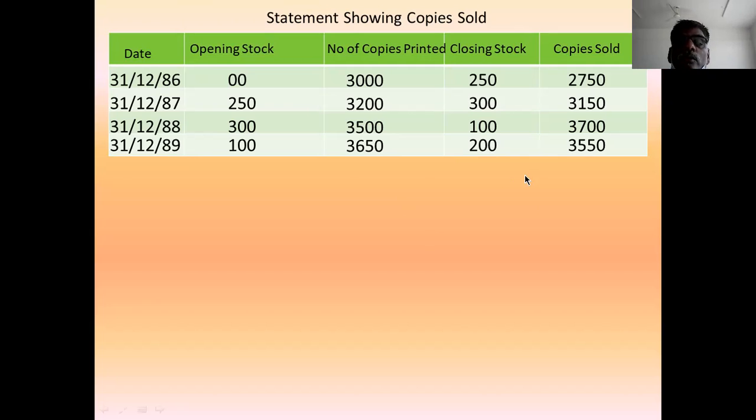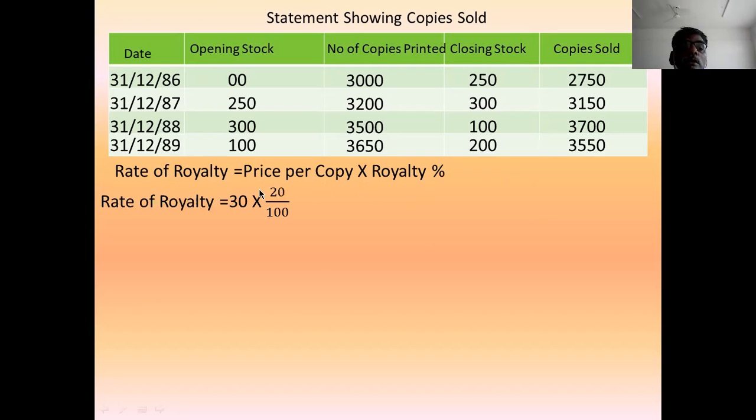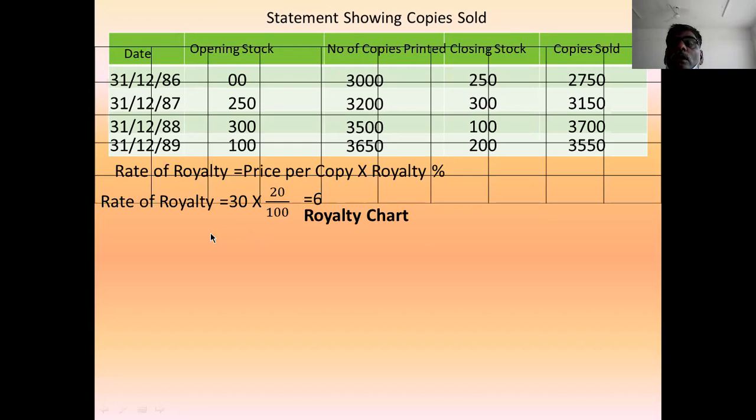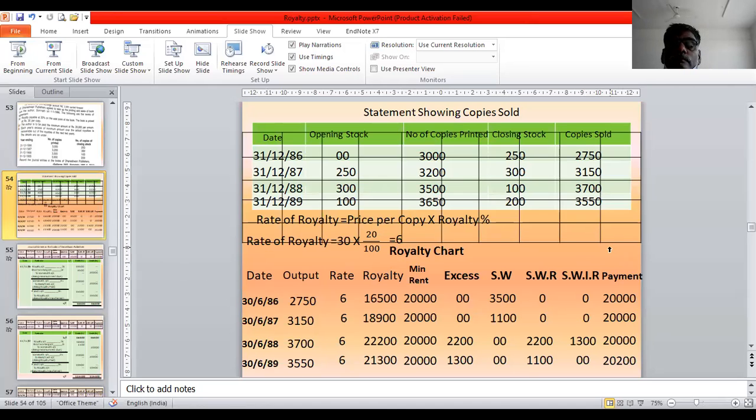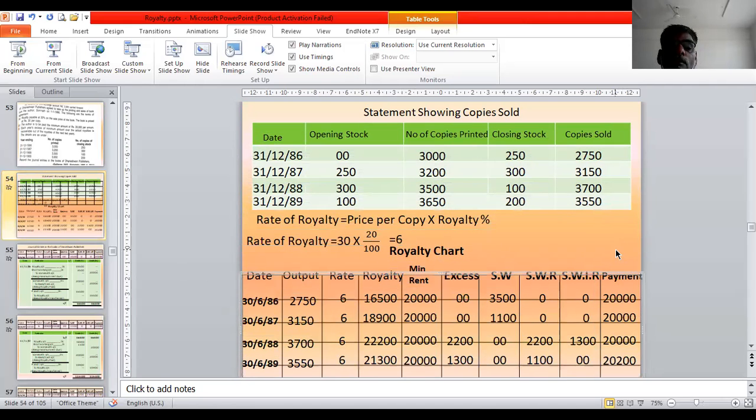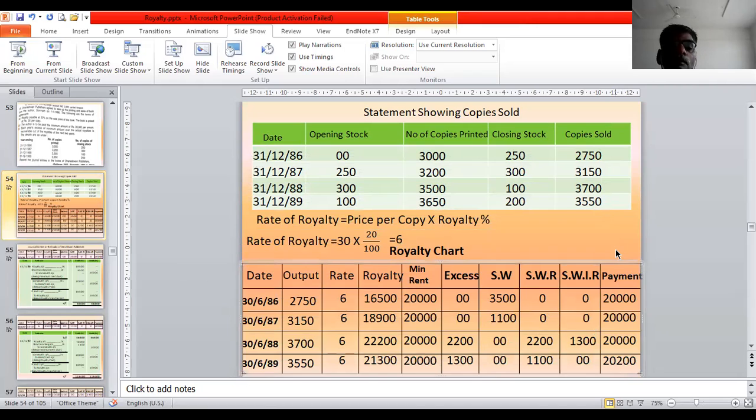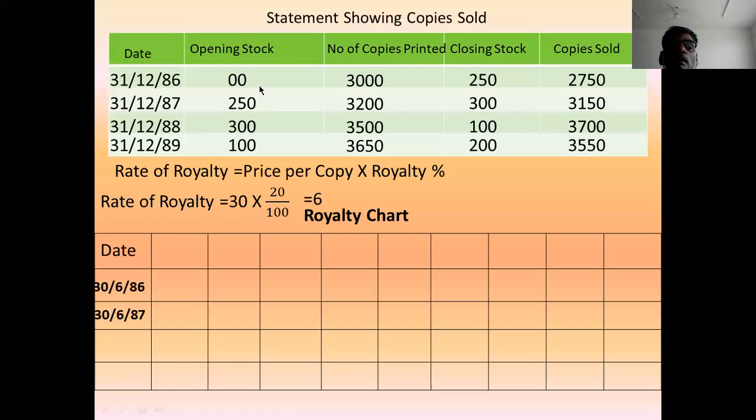Okay. Now we prepare the royalty chart. Here I calculate the rate of royalty. Rate of royalty: 30 rupees is selling price, 20% on that is rupees 6. 6 is the rate of royalty. Like this you calculate. Now you prepare the royalty chart. This is the royalty chart. You write the date.